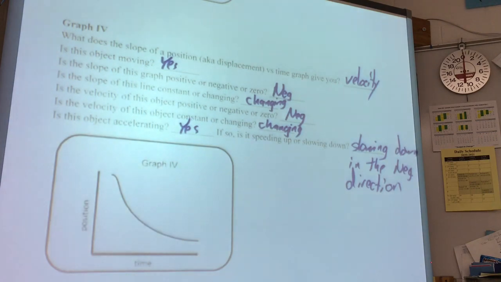Sure. It's a curved line, so the slope gives me velocity. The slope tells me the velocity. The fact that there is a velocity means that the object is moving. It's changed position, so it moved. It's a negative slope, which means negative velocity. It's a curved line, so therefore my slope is changing, which means my velocity is changing. Because my velocity is changing, yes, the object is accelerating.